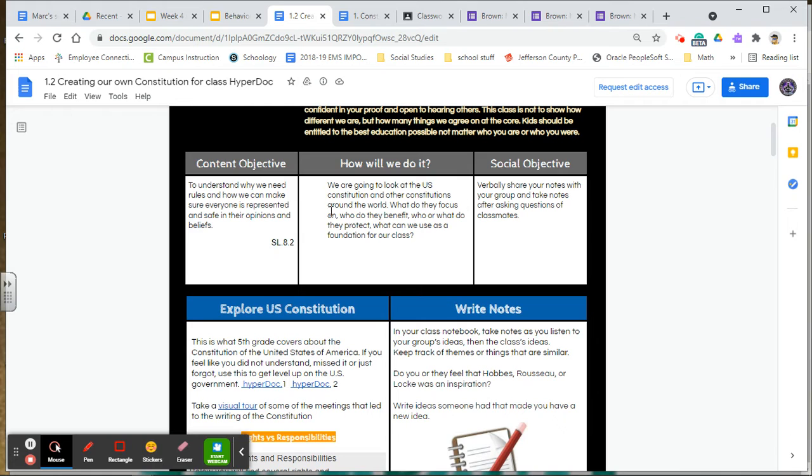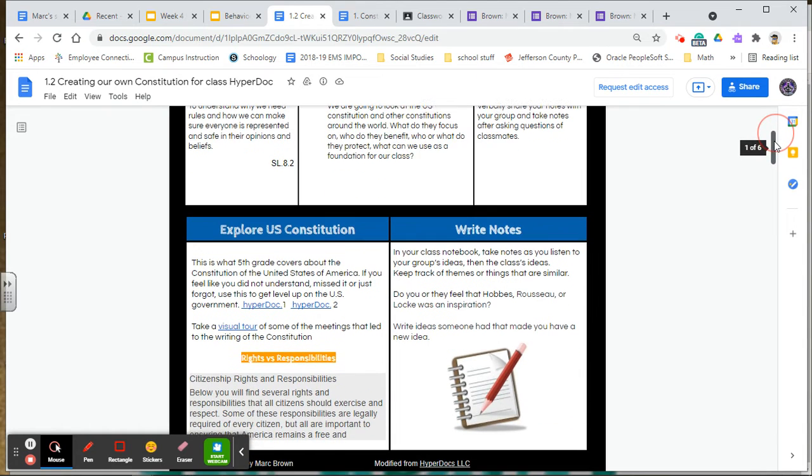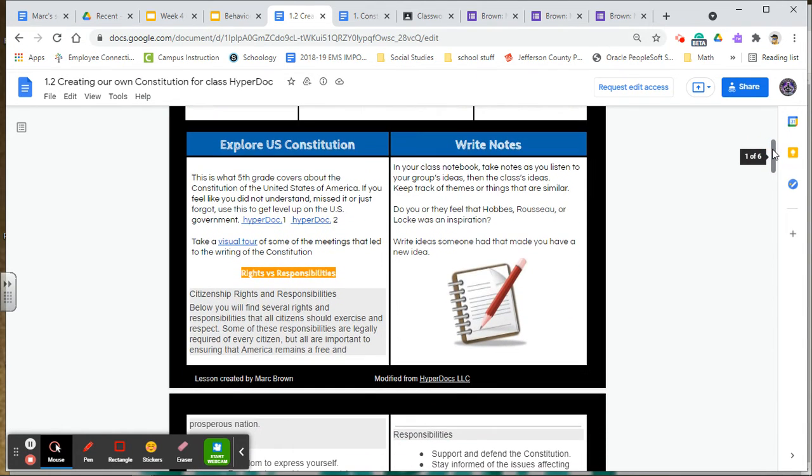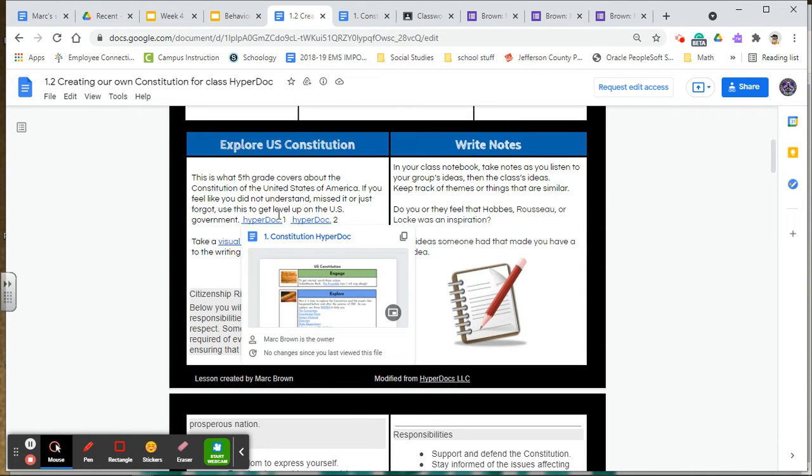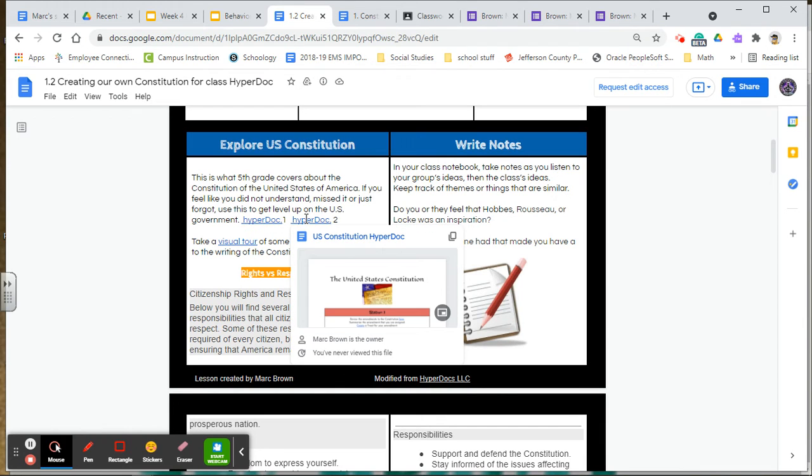So up here, you'll see why we're doing this. What do we learn from it? And then as you go down, this is what we had talked about, the stuff from fifth grade. So if you missed the stuff in fifth grade, they didn't teach it, you didn't hear it, whatever the reason is, I put some of my old fifth grade stuff on here. There's two HyperDocs, one right here and the second one right here. They have lots of sources and links and games and things to do.